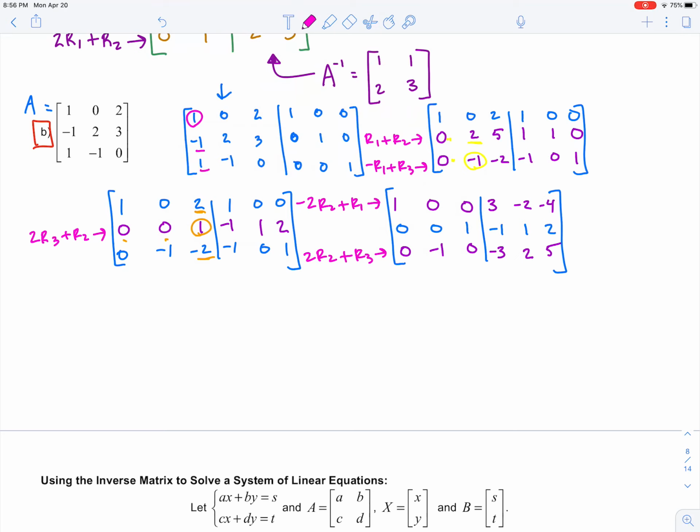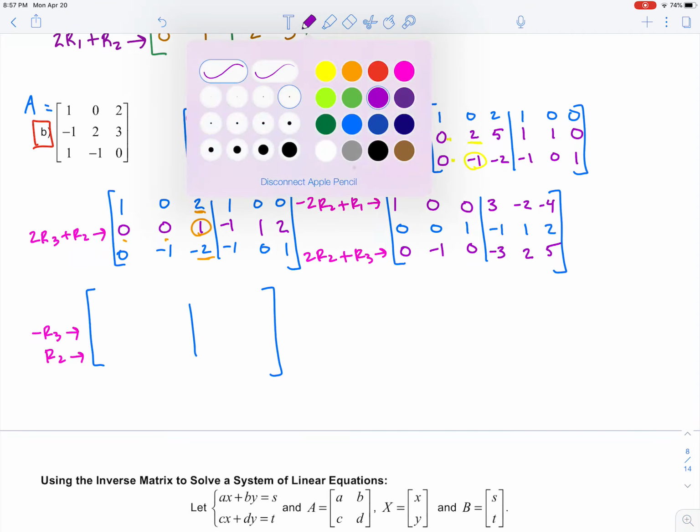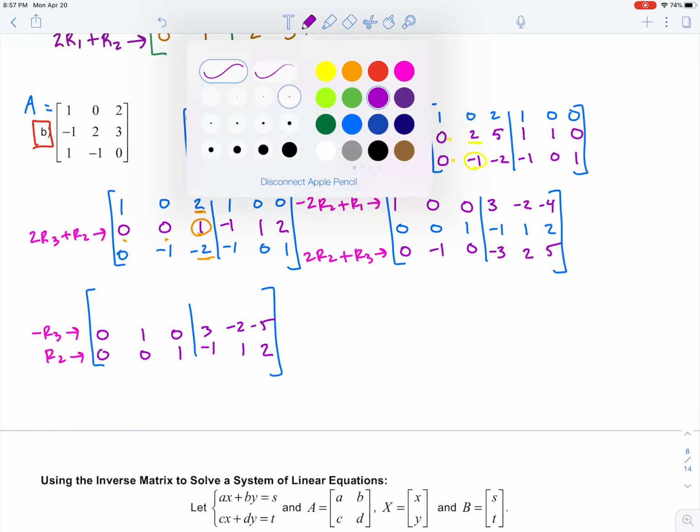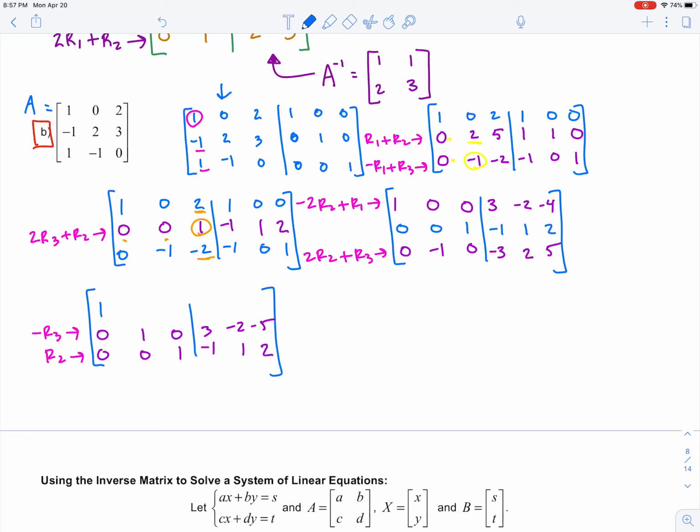Row 1 is perfect. So I'm going to take negative row 3 and move it to the row 2 spot. And I'm going to move row 2 down to the row 3 spot. And then we should be finished with this one. Okay, so negative row 3 will be 0, 1, 0, 3, negative 2, negative 5. Row 2, moving it down, 0, 0, 1, negative 1, 1, 2. And then we're recopying down row 1, 1, 0, 0, 3, negative 2, negative 4.